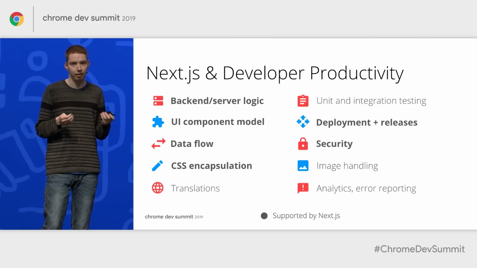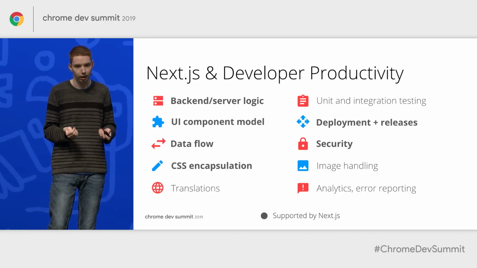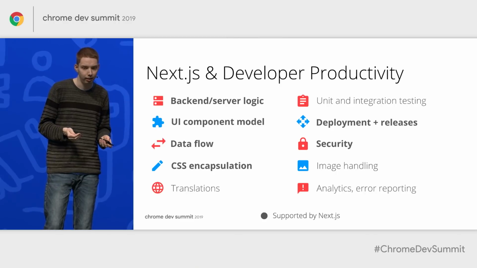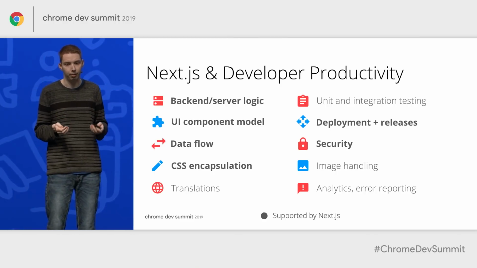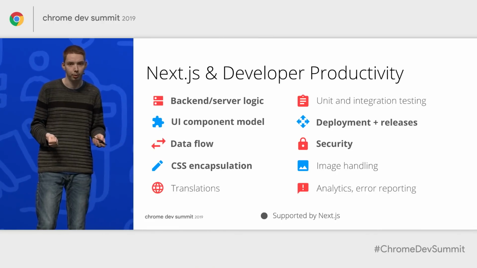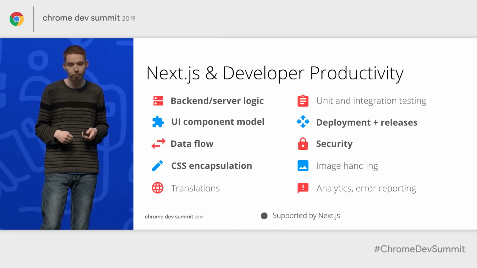So Next ships with styled-jsx, which is a library that we wrote that we think is really great for writing encapsulated CSS, but also we allow you to integrate with any CSS-in-JS library that you would want to use. That's like styled-components or emotion, for example.